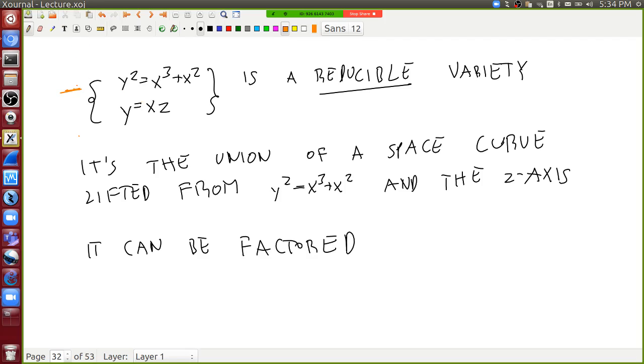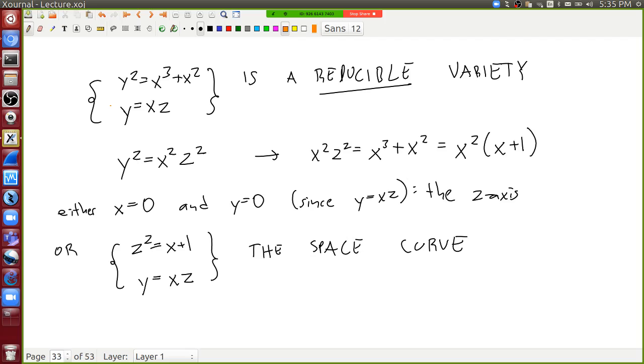take my original equation of my curve, and I take this y equals xz, and I now have a three-dimensional variety. It is reducible because it's got the space curve, the stretched out version of the original curve, and the z-axis as well. If you look at this, setting x equals 0 and y equals 0, then any value of z will solve this system. So it's a reducible variety. It's the union of the space curve and the z-axis. It can be factored. It's not that hard to do.